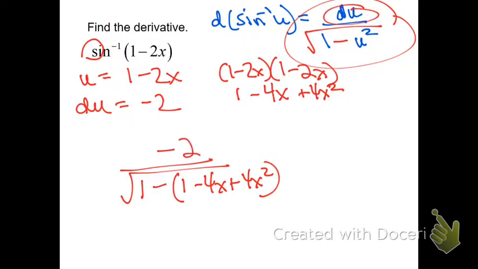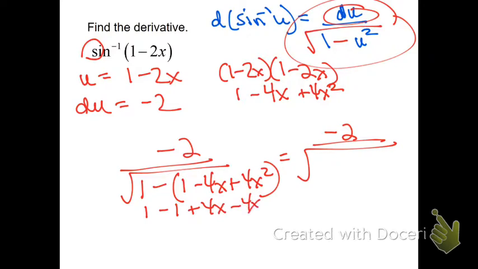Now you just have to clean that up a little bit. Distribute your negative, okay? So I have a negative 2 on the top and a square root of. This is going to be a 1 minus 1 plus 4x and minus 4x squared. So those 1's go away. And we get this. Now, possibly that's the answer, but it's not. So just a little warning. This one has a little tiny trick at the end, okay? So sometimes you're done at this point, sometimes you're not, just like simplifying fractions.